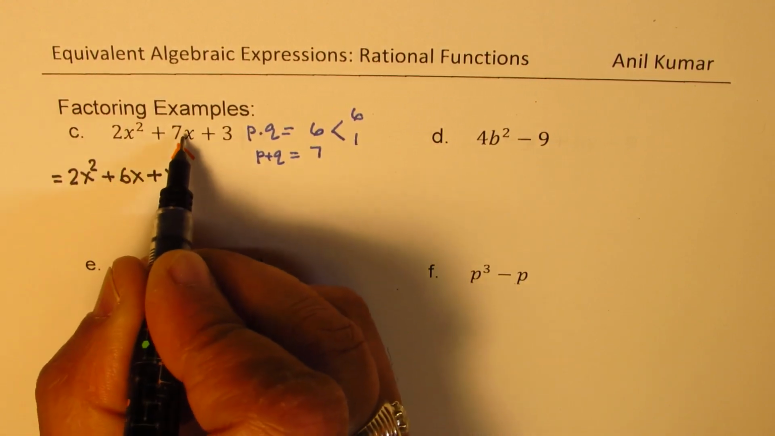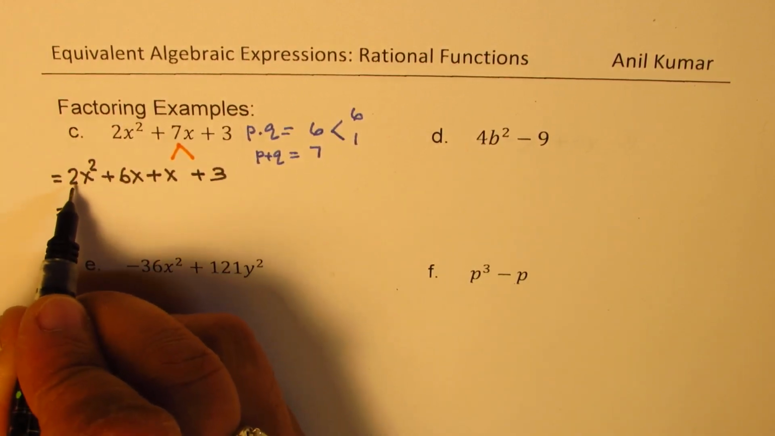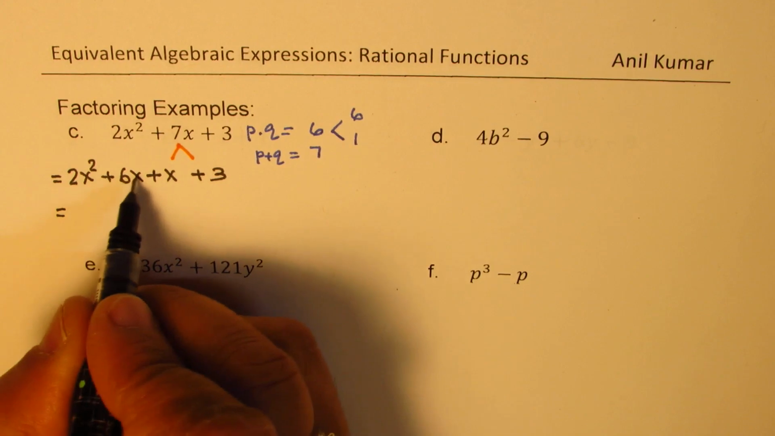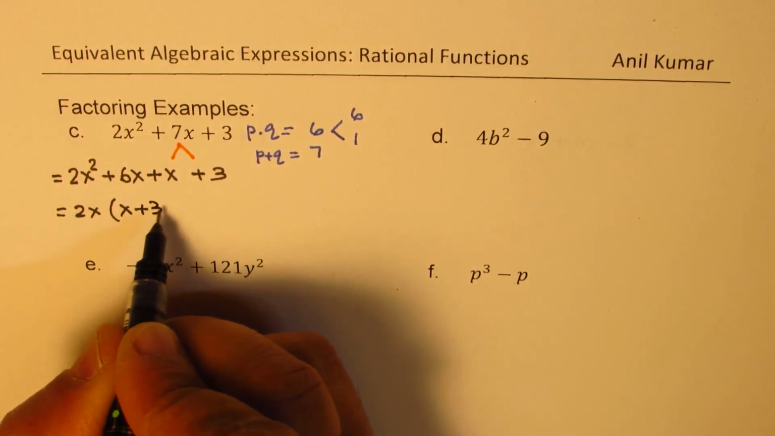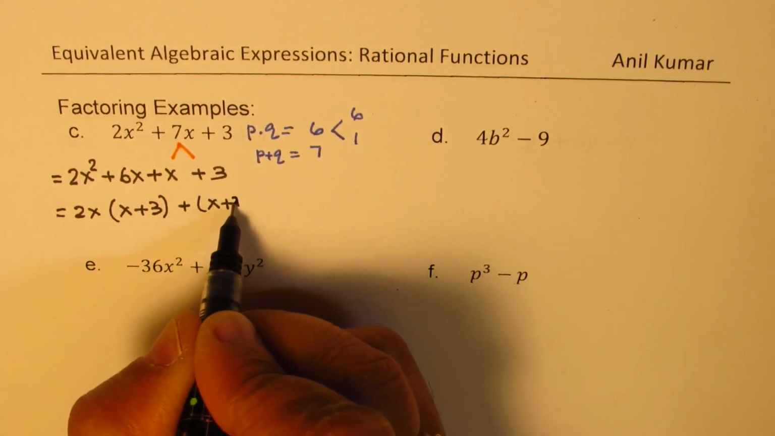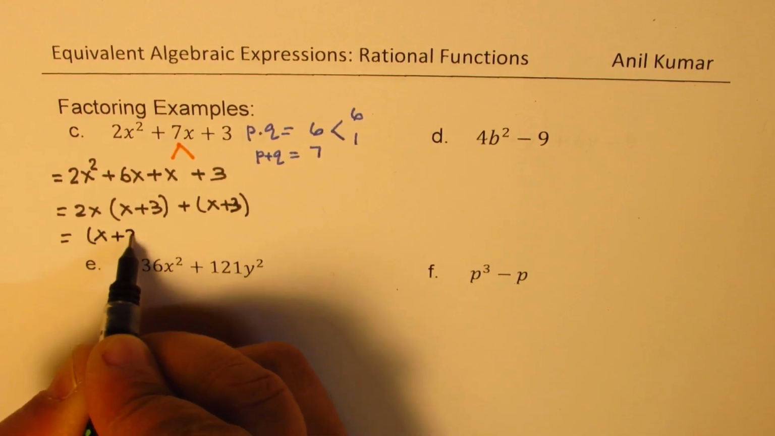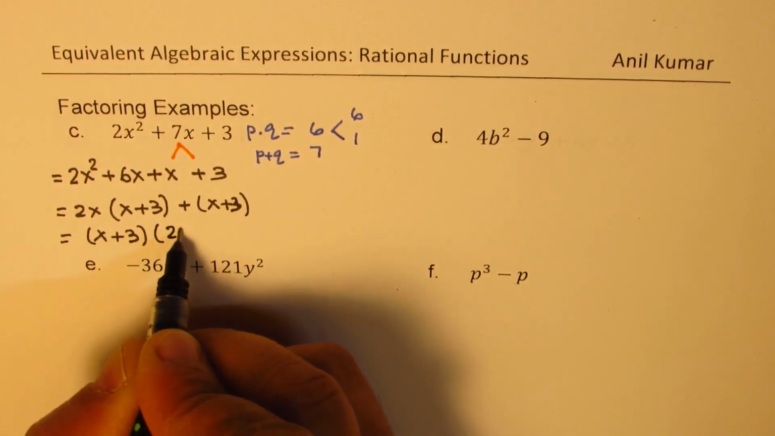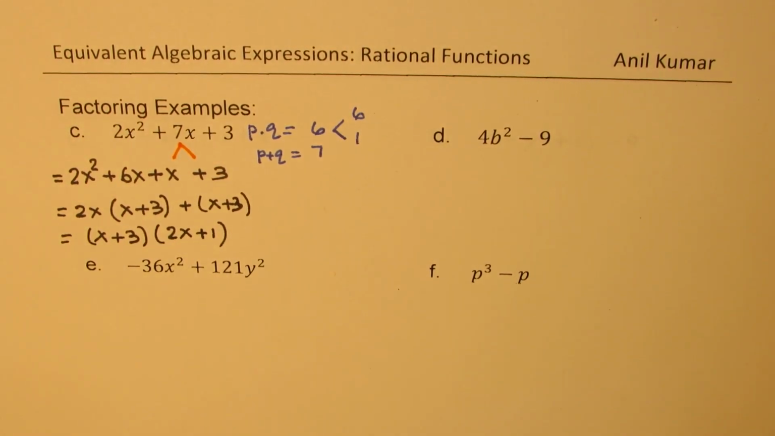Now 6x plus x is also 7x, correct? Plus 3. And now the common factor between these two is 2x. So we have x plus 3. And here we have x plus 3 already. 1 is common between them. So we can now take x plus 3 as a common factor and write this as x plus 3 times 2x plus 1. Clear? So that is the factored form.